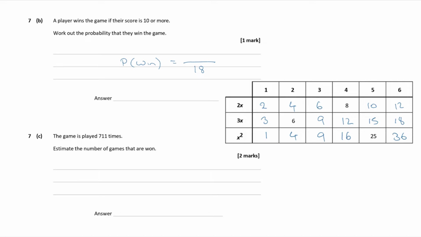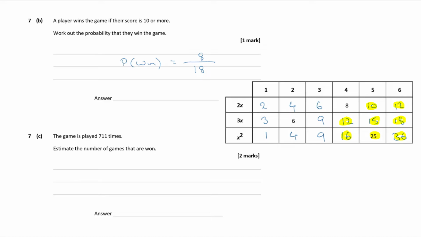Now, how many of those outcomes are 10 or more? Well, that's 10, and that's more than 10. That's more than 10, that's more than 10, that's more than 10. That's more than 10, that's more than 10, that's more than 10. So I make that 2, 4, 6, 8 outcomes that are 10 or more. So the probability then is going to be 8 out of 18.